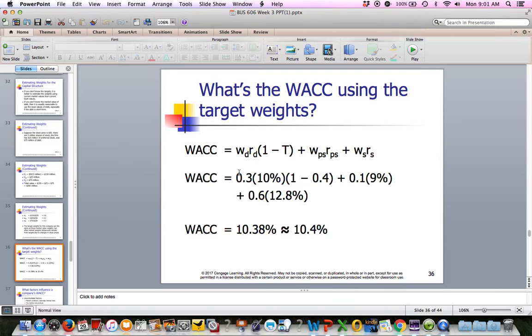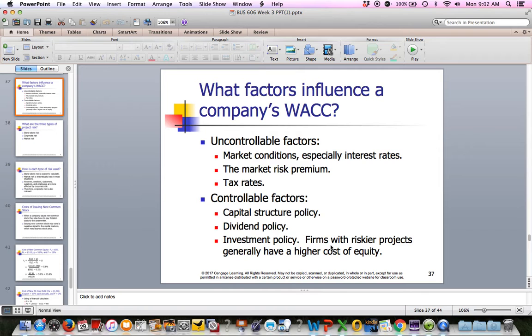Right here. So here's my 30% times my 10% times 1 minus 0.4, 1 minus t, the tax rate. And then I do the preferred one here. That's 10% times 9% cost of preferreds. Then my last one is my stockholders' equity, 60% times 12.8, and I get 10.38, or I can round that to say 10.4. So my WACC is 10.4. So as I am working on future projects and future investments, and I have to know what my WACC is, I use 10.4%.